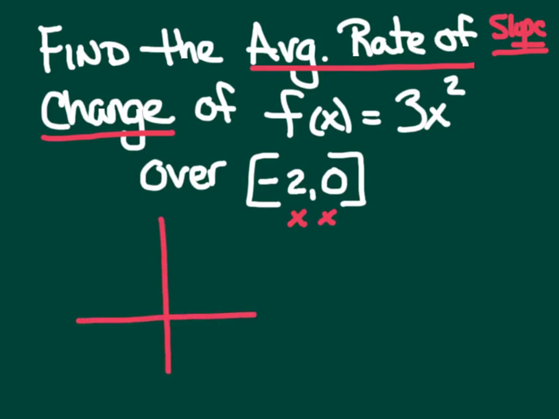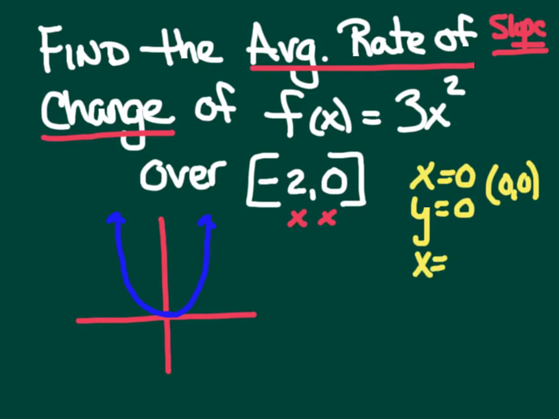So I'm going to graph 3x squared, which is just a parabola that opens upward at the origin. And I'm going to plot my 2 points. I'm going to start with the easy one. When x is 0, the corresponding y value is 0, 3 times 0 squared. So that is 1 point, 0, 0.